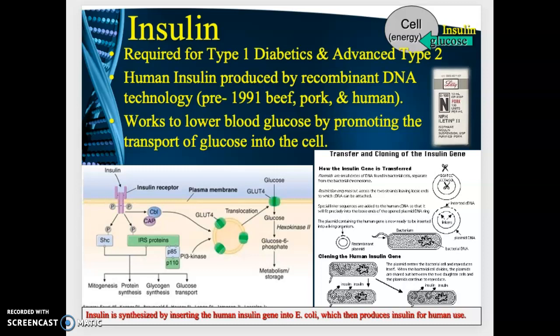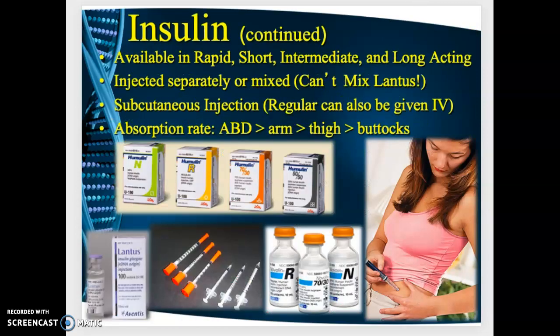Nowadays, insulin is produced by recombinant DNA technology, and insulin works by transporting the glucose across the cell membrane to be used for energy. And insulin is required by type 1 diabetics and advanced type 2 diabetics. Okay, so on this slide it talks about insulin is available in rapid, short, intermediate, and long-acting forms. It's injected separately or it can be mixed. The only insulin that we can't mix is Lantus.